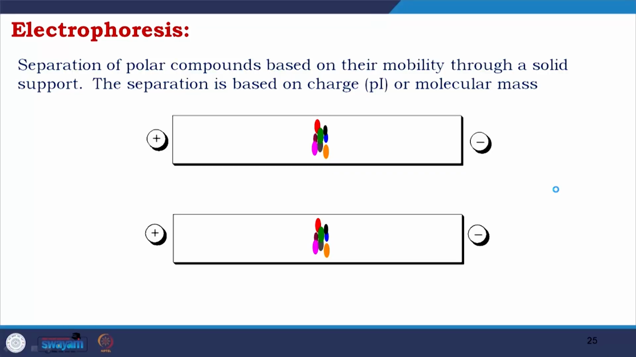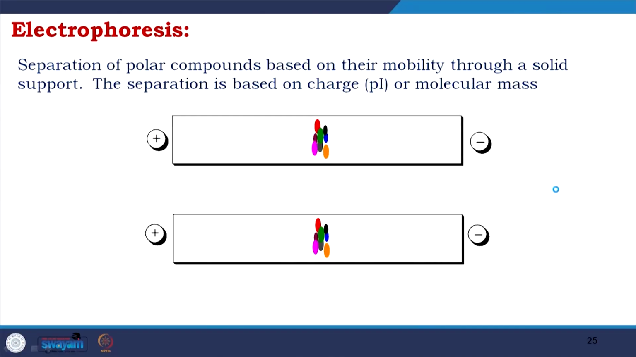So, what I talked about, you could use this in separating amino acids as well as proteins. When amino acids go into the protein, you will see that they are connected through the peptide bond. So, the regular amino and CO2H groups are not there, but the side chains are there and they will influence the Pi. So, separation of polar compounds is based on their mobility through a solid support.